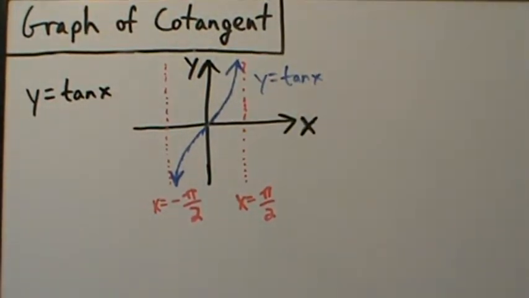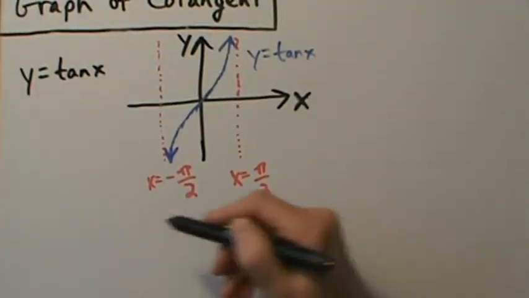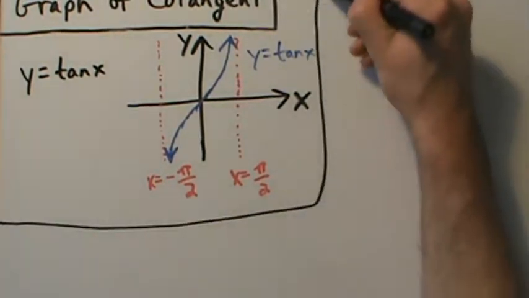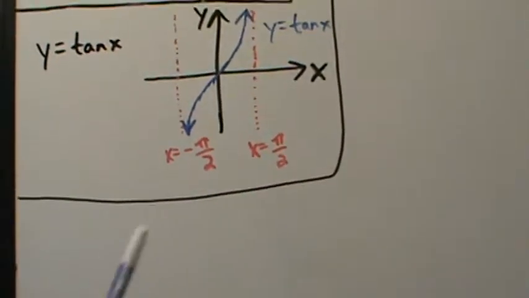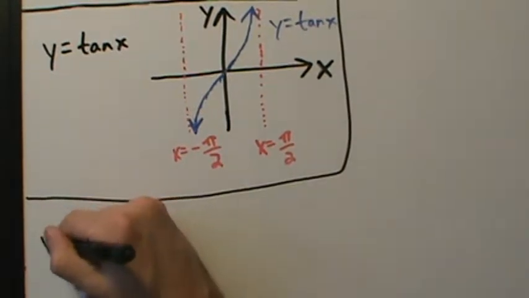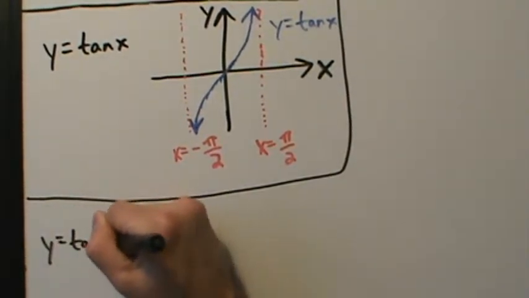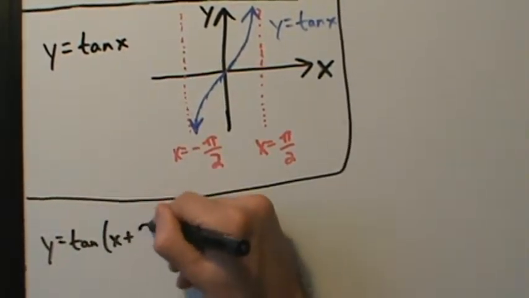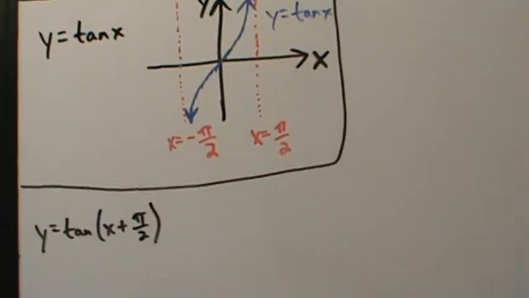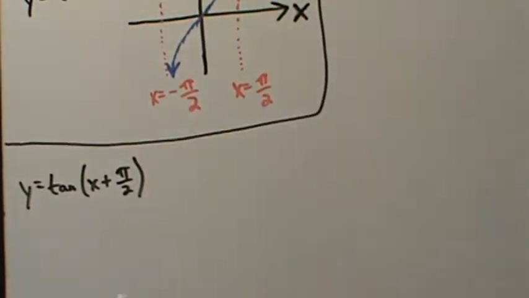Now what I want to do is set aside some space here, and shift it a little bit. So now I want to graph y equals tangent of x plus pi over 2. So how does that shift it? Well, remember, it's just like in pre-calculus.